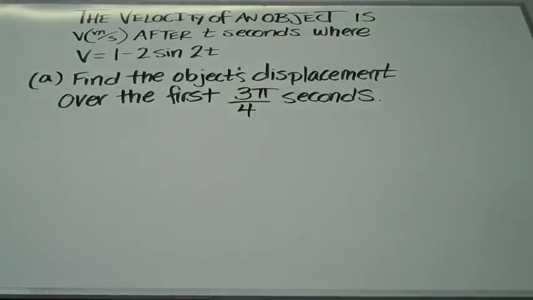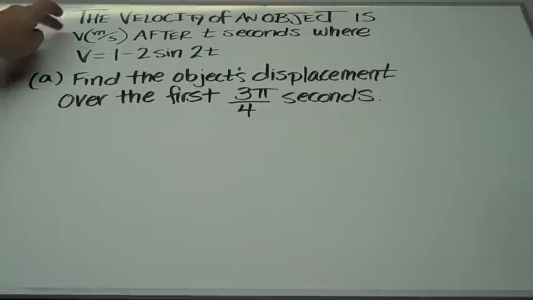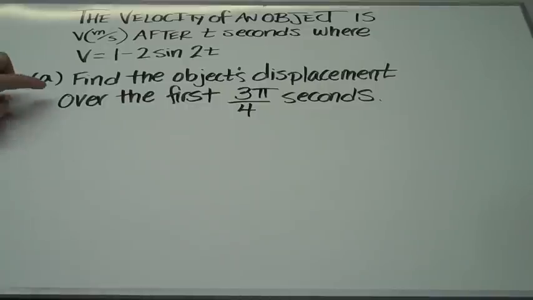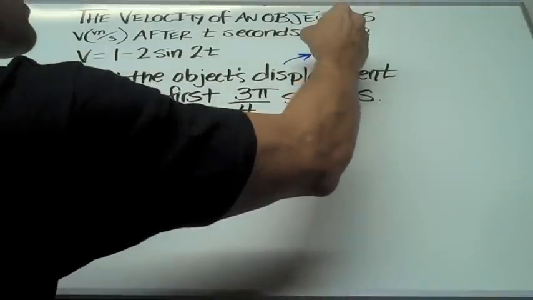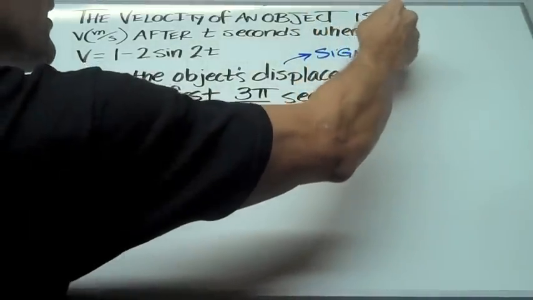Here's an example of what we were just talking about, using displacement versus distance and the signed area. The velocity of an object, so we're talking kinematics, is v meters per second after t seconds, where our relationship is velocity equals 1 minus 2 sine 2t. So we're given the velocity versus time graph. We know if we integrate that, we're going to get displacement. Find the object's displacement. So I'm thinking displacement is signed area.